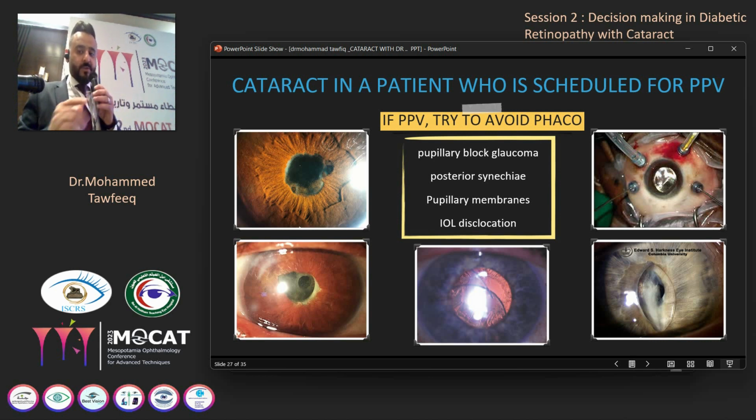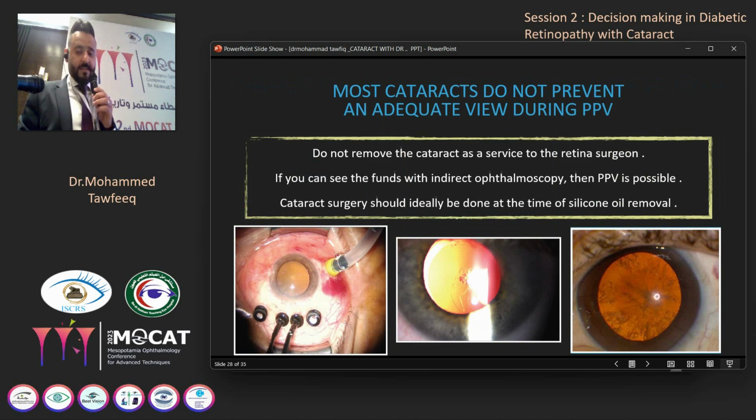Okay? ليش؟ لأنه if you're doing the phaco, the vitrectomy for the VR surgeon is very difficult. You make it a very difficult situation. So do not remove the cataract as a service to the retina surgeon. If you can see the fundus with indirect ophthalmoscope, then PPV is possible. Cataract surgery should ideally be done at the time of silicone oil removal. حتى يعني as VR surgeons, they usually do not prefer to remove the cataract at the same session. They usually keep the cataract to the next session of silicone oil removal.